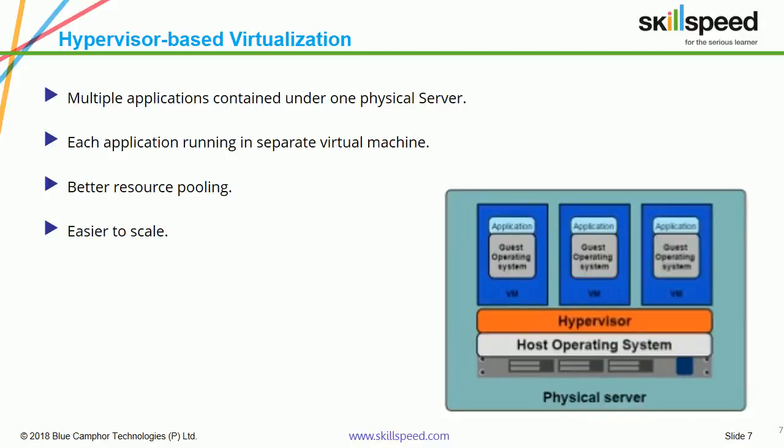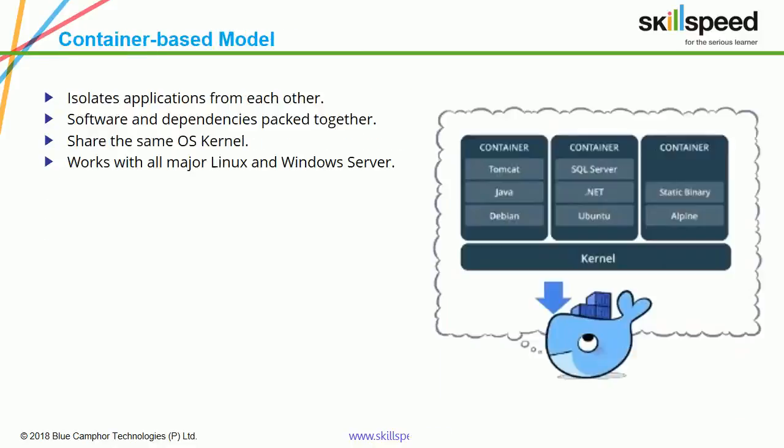Resource pooling became much more efficient compared to the pre-virtualization era. And it became easier to scale as well. If you need more servers, it was comparatively easy, rather than procuring physical boxes and putting in more instances.